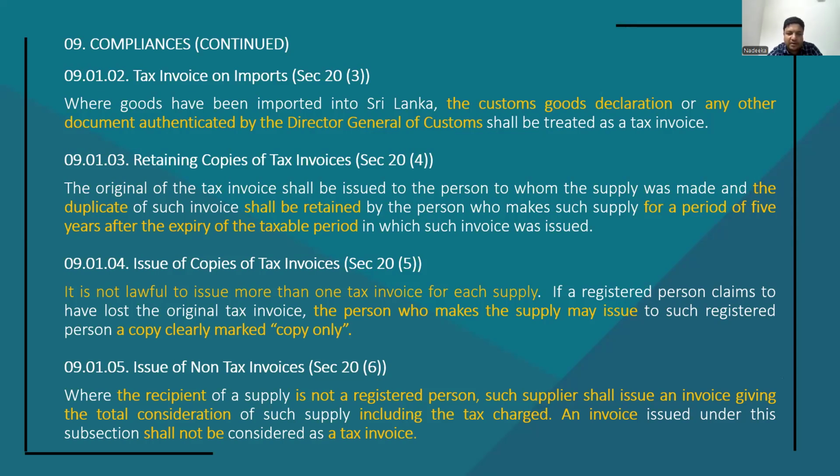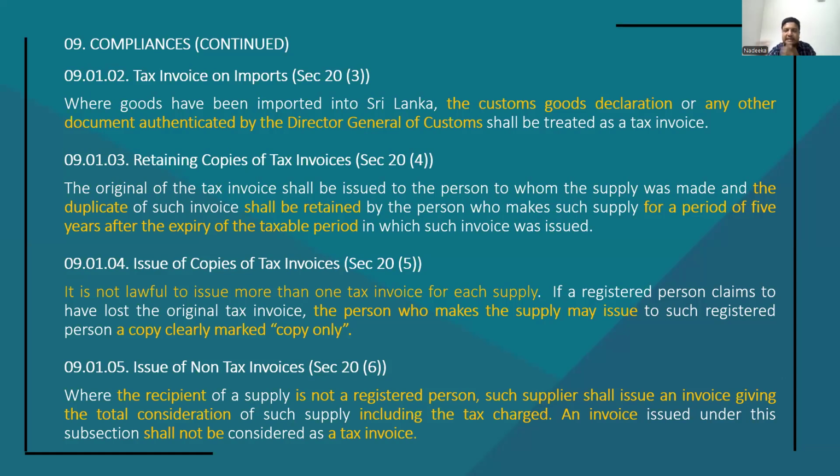Then issue of non-tax invoices. Now, after you become a registered person, you don't have to issue tax invoices to all the customers. Tax invoices are required only when your customers are also registered persons, to claim the input tax. When you supply to non-registered persons, you don't have to issue a tax invoice to them. Then you can issue a general commercial invoice, including the VAT component, showing the total consideration.